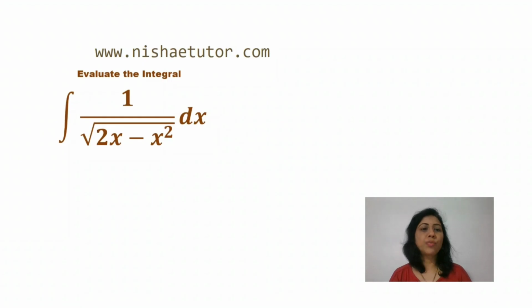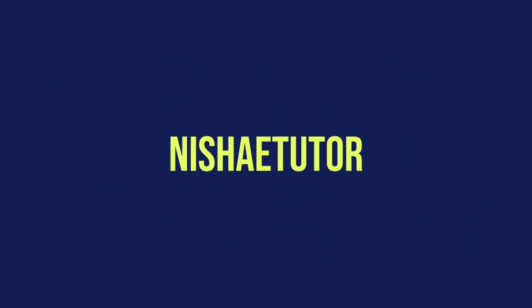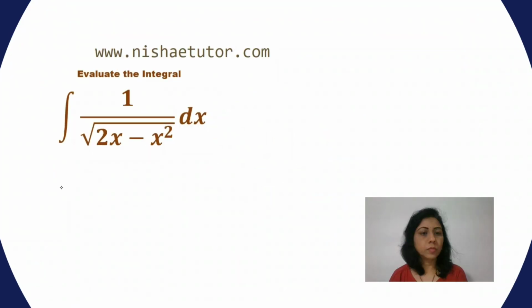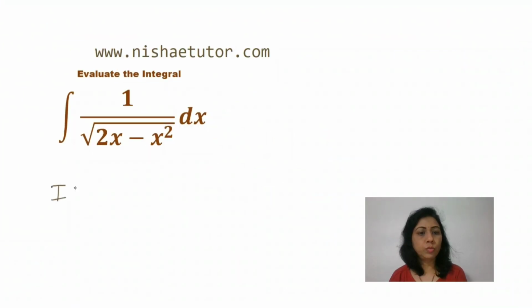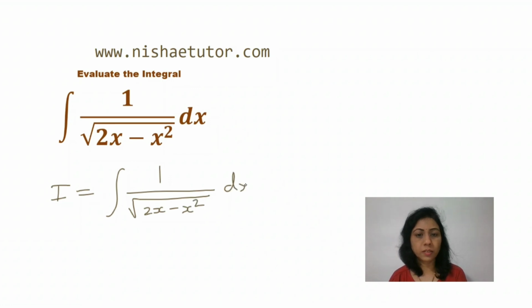Namaste. In this video, we are going to evaluate this integral: integration of 1 upon square root of 2x minus x square dx. So, I is equal to integration of 1 upon square root of 2x minus x square dx.